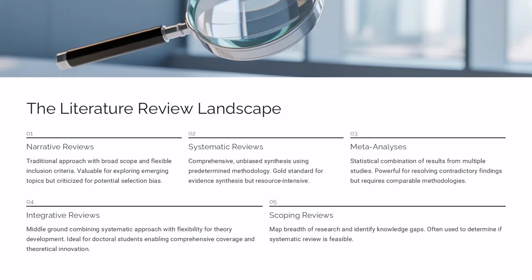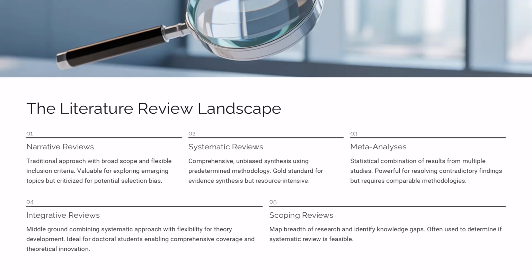Systematic reviews provide comprehensive, unbiased synthesis of all available evidence on specific research questions, using predetermined methodology, comprehensive search strategies, and transparent inclusion criteria. These reviews represent the gold standard for evidence synthesis. However, systematic reviews require substantial resources and may be overly restrictive for theory development purposes.